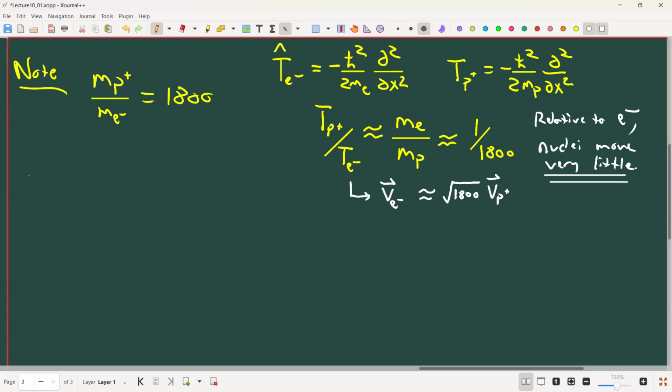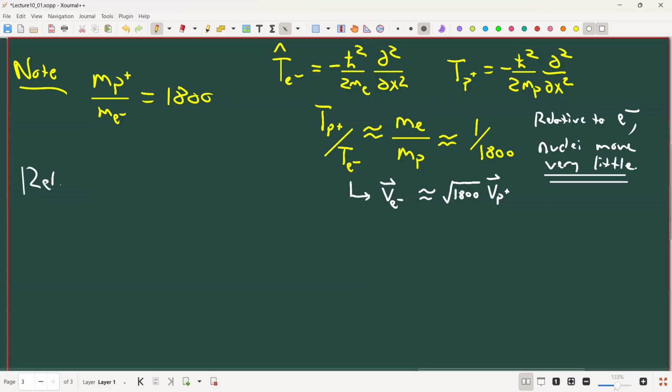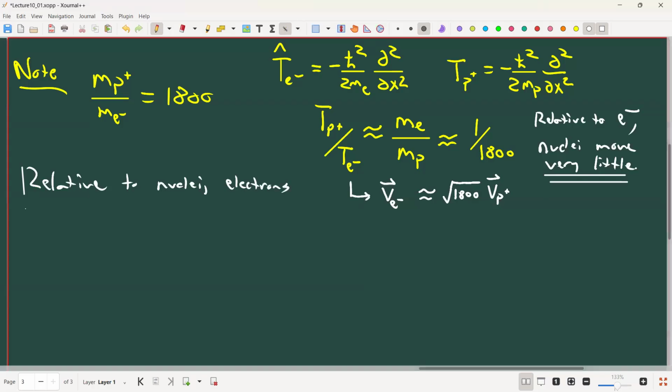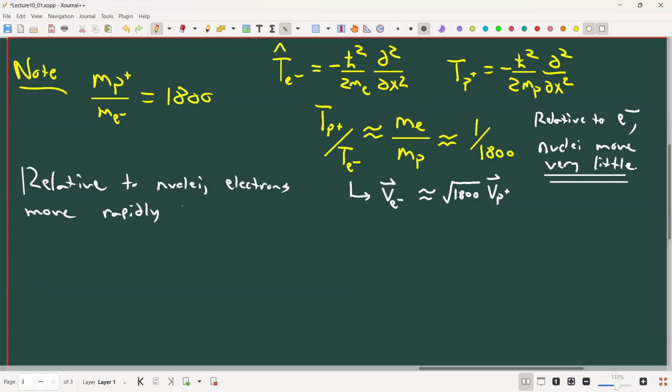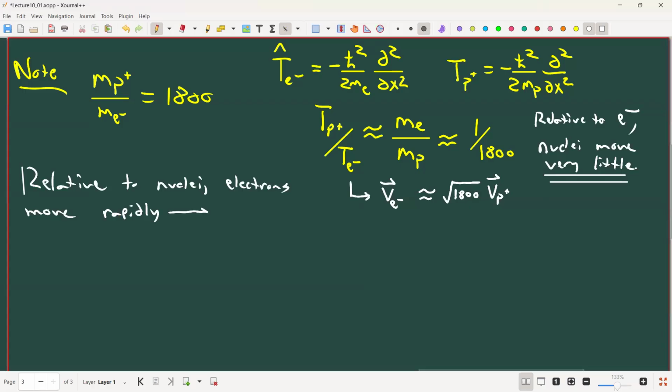Okay, so what Born says, this is what's called the Born, and I'll say it in a second. So relative to nuclei, electrons move rapidly, which is an equivalent statement as saying that the nuclei are effectively frozen.